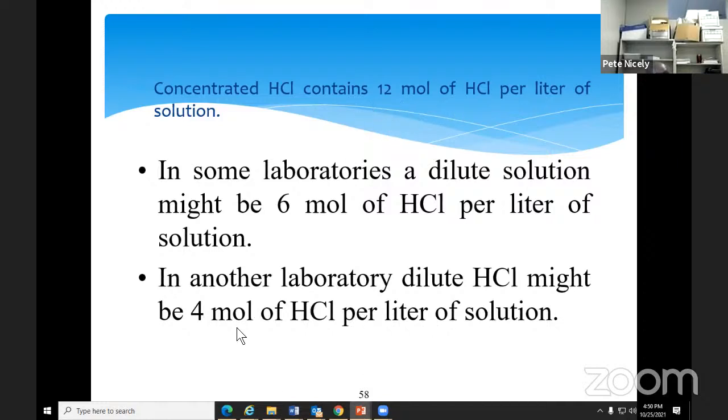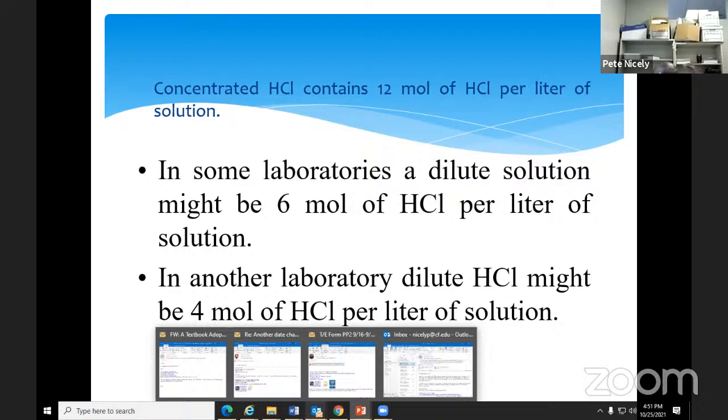And then we can also have another solution where the concentration is such that you have 4 moles of hydrochloric acid for every 1 liter of solution. So basically, these are 3 different solutions of hydrochloric acid where the concentrations are different. And basically, based on the numbers here, we can tell which one is the most concentrated and which would be less concentrated.